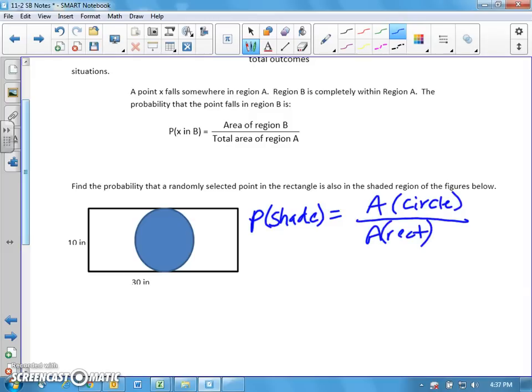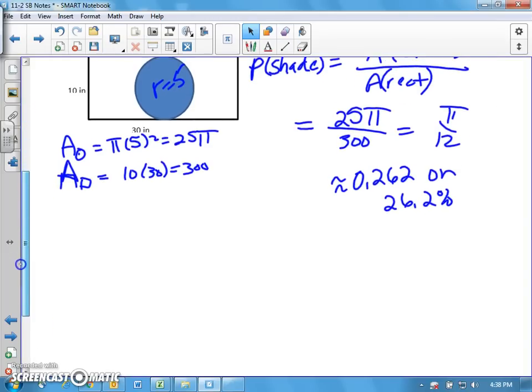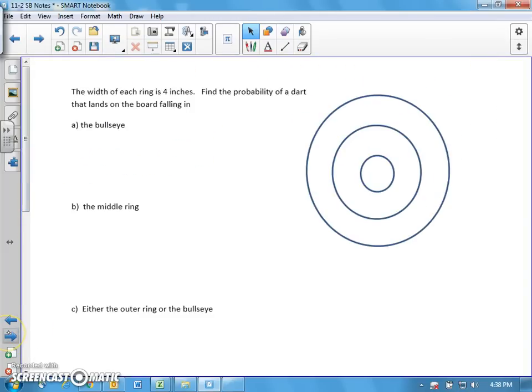Stop the video, and I want you to go calculate that. So we should be getting 25 pi over 300, which reduces to pi over 12 in fraction form. If you divide that out, you'll get the decimal to approximately 0.262 or 26.2%. So let's look at the target problem. It tells us that the width of each ring is 4 inches. So this is 4, this is 4, and this is 4, which means for this middle one, our radius would be 2.